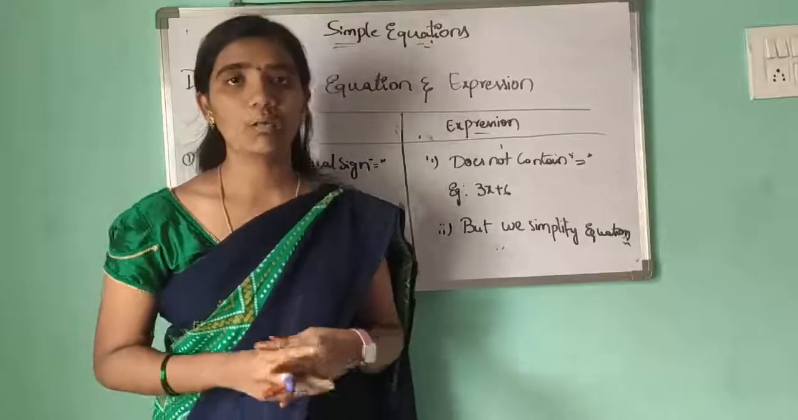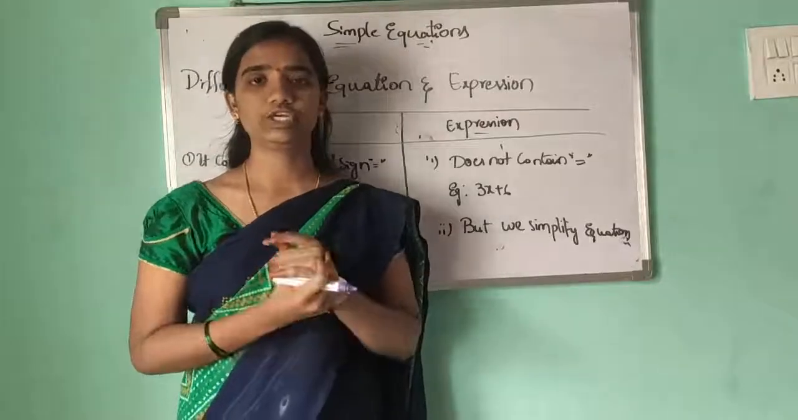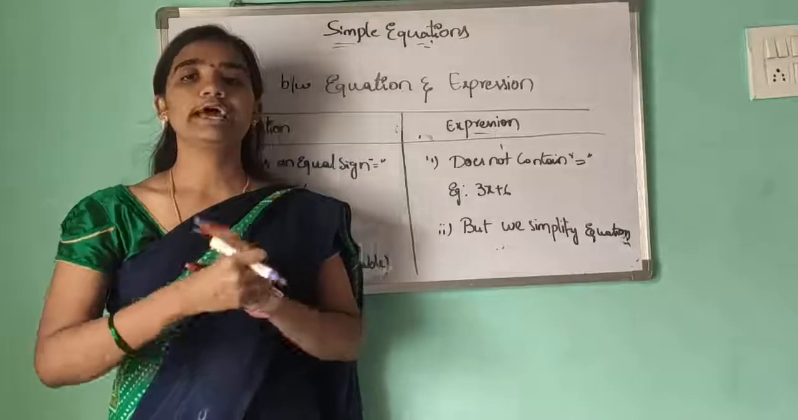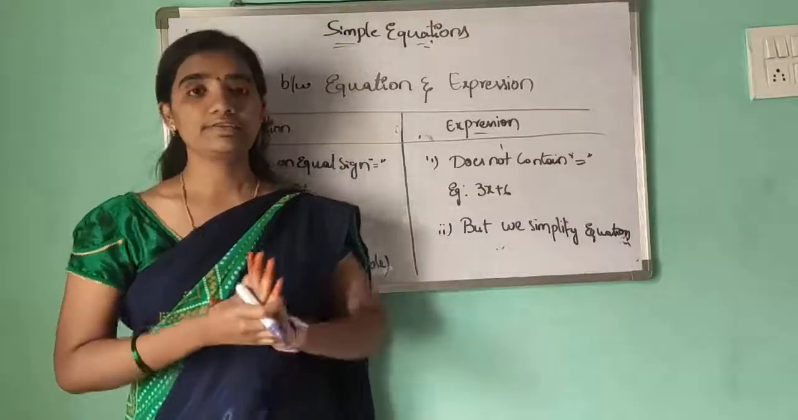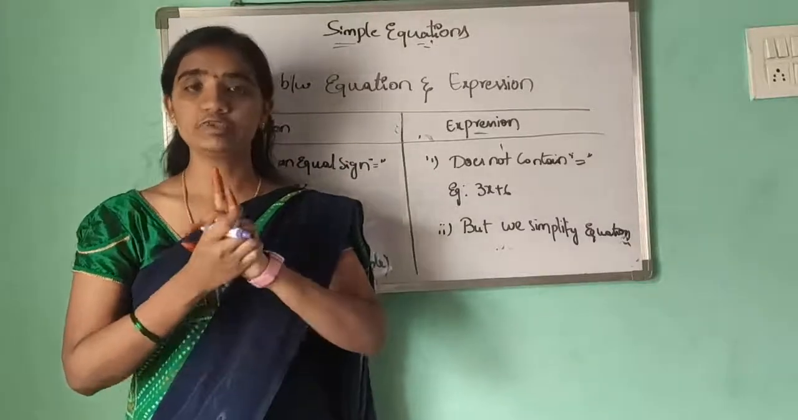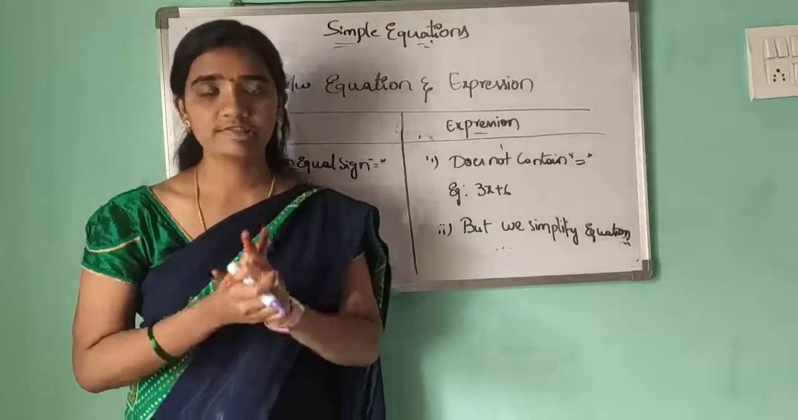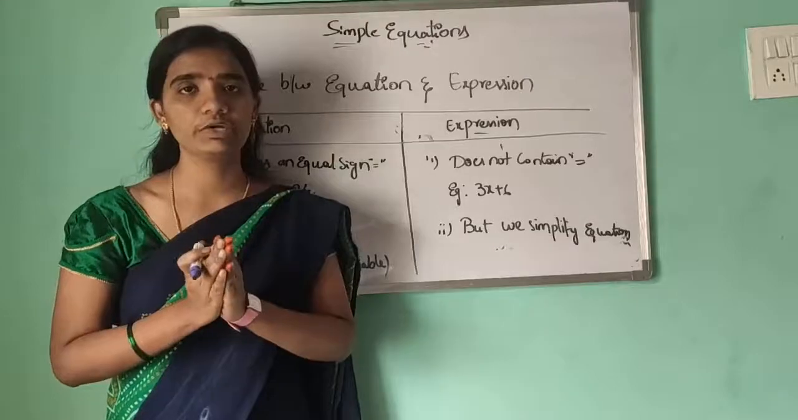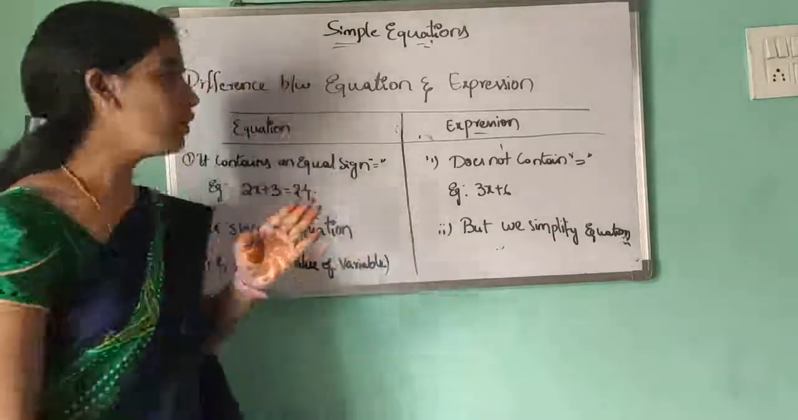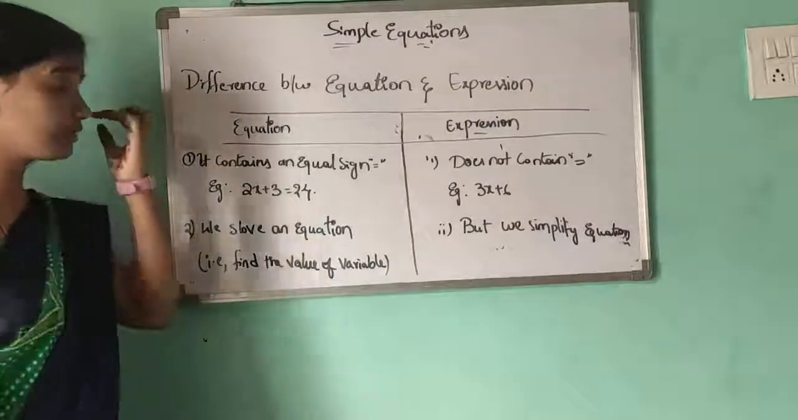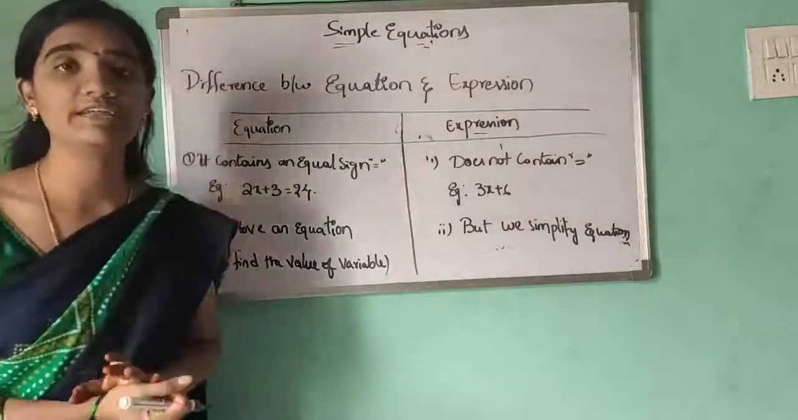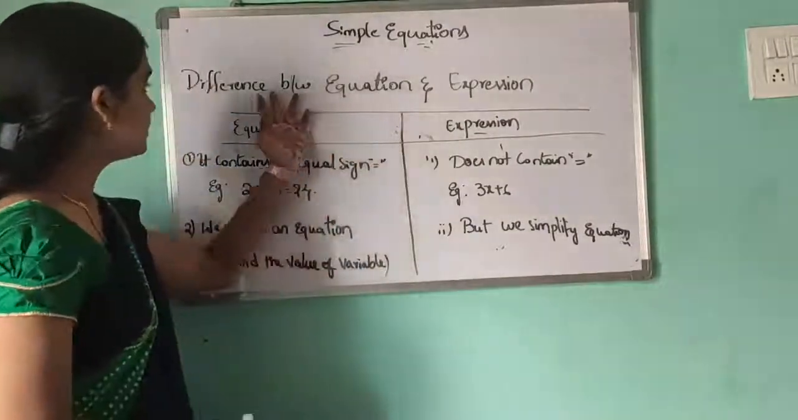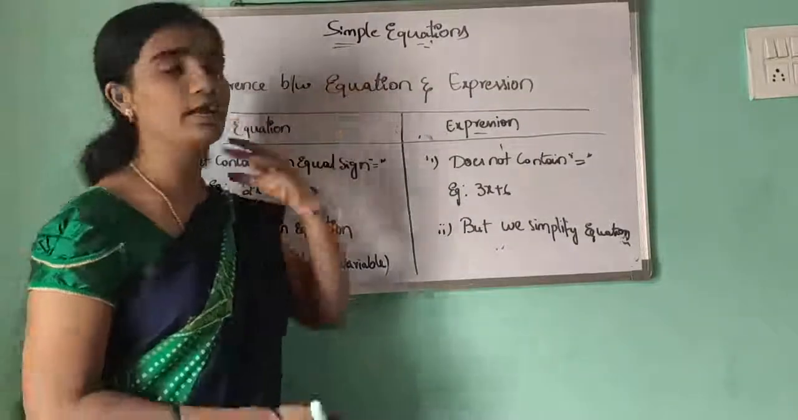Already we know what an equation is. An equation is two expressions, and it contains an equal to sign. For example, LHS equal to RHS. So now we are going to discuss what is the difference between an equation and an expression.